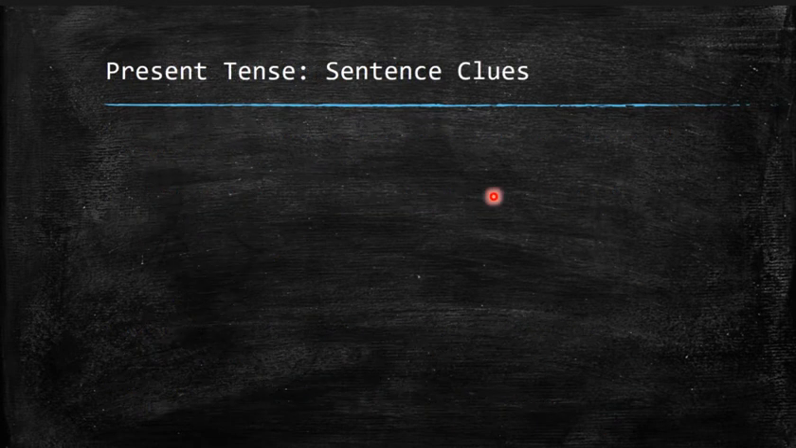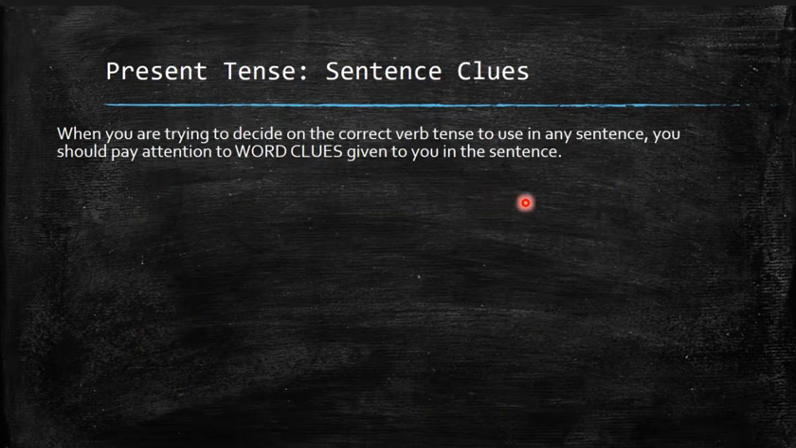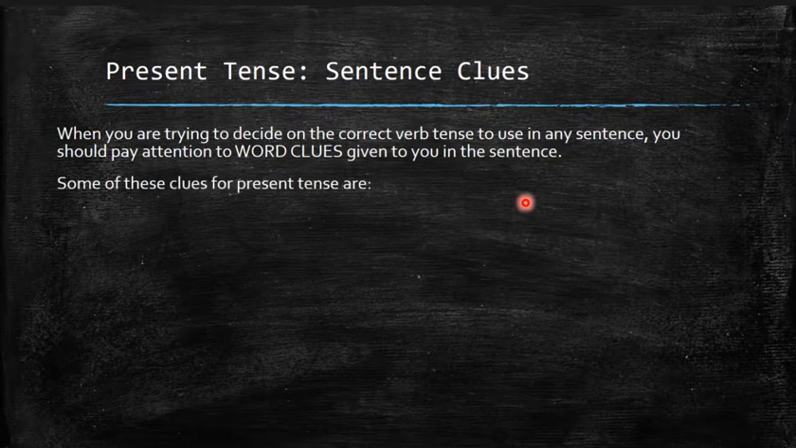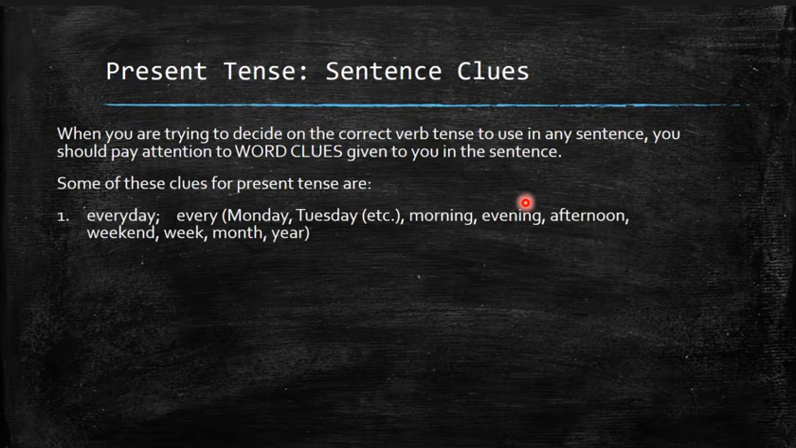So, whenever you are deciding on what type of verb tense to use in a sentence, you have to pay attention to the word clues given to you in the sentence. So, some of the clues for the present tense are every day. So, for example, things like every Monday, every Tuesday. We can also say things like every morning, every evening, every afternoon, every weekend. But notice the use of the word every there.